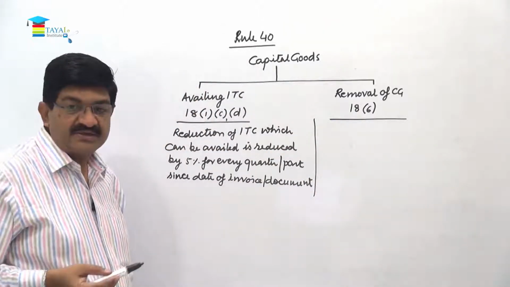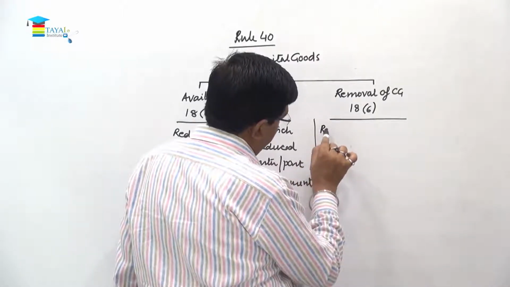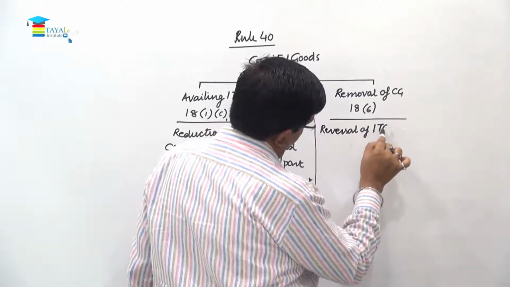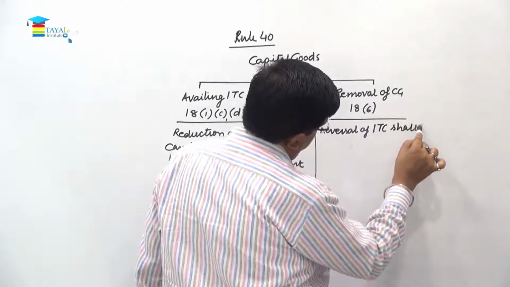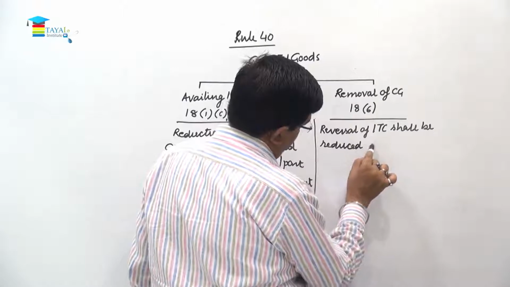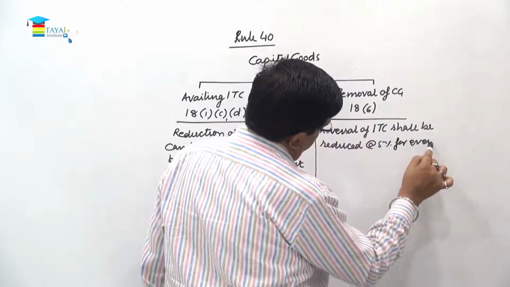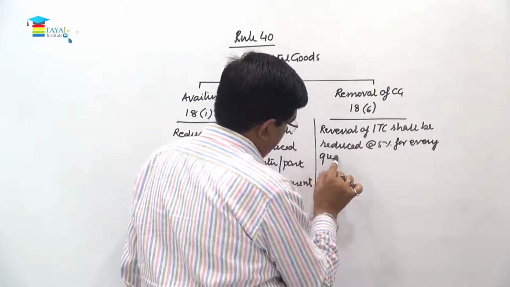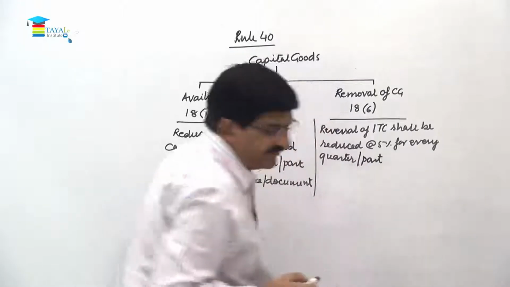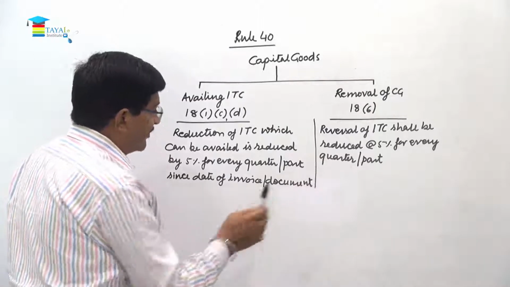Under section 18 subsection 6, there is reversal. So the reversal of credit shall be reduced at the rate of 5% for every quarter or part thereof. Right? So this is about the capital goods.